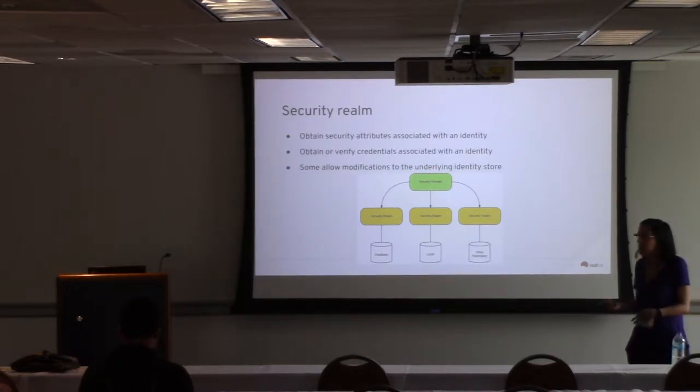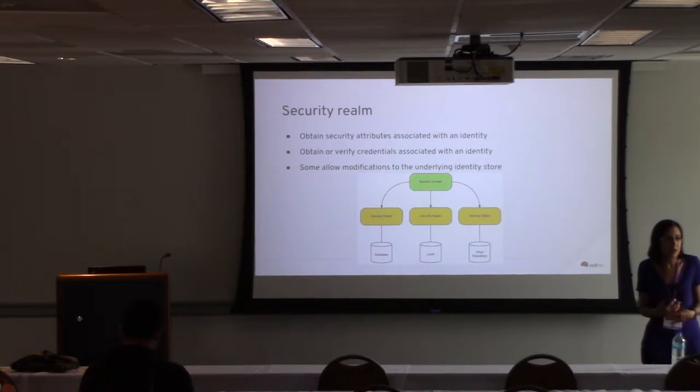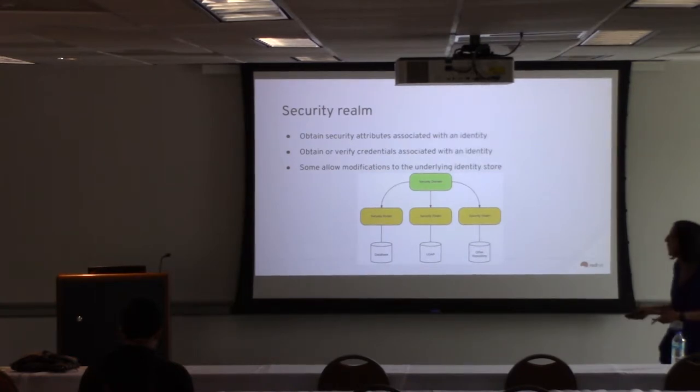Now, a security realm can be used to obtain attributes that are associated with an identity and to obtain or verify credentials that are associated with an identity. Now, some of our security realm implementations also expose an API for modifications. So that means that it's possible to make updates to the underlying identity stores. So you could add users, remove them, update them, and so on.